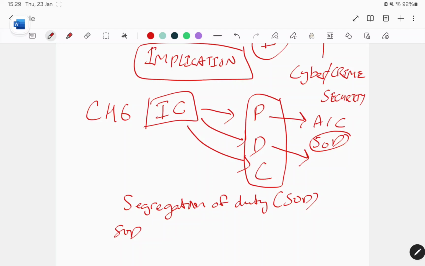An example of detective control is, how do you detect? Reconciliation. Detect, reconciliation, correct?